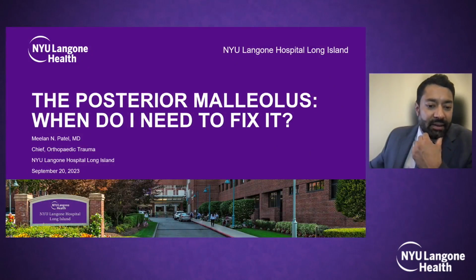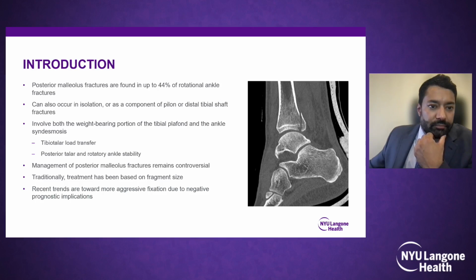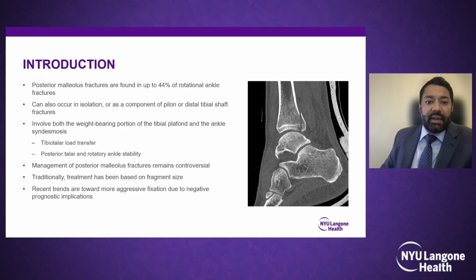I'm going to talk about posterior malleolar fractures. When do we need to fix them? All right, so posterior malleolar fractures are very common. They're found in anywhere from 7 to 44% of rotational ankle injuries. They can also occur in isolation or as a component of a pilon fracture or a tibial shaft fracture.